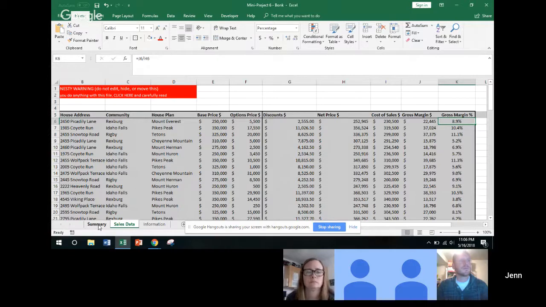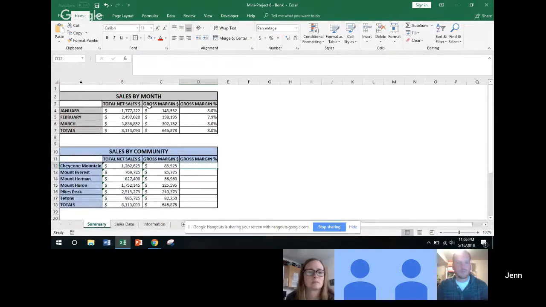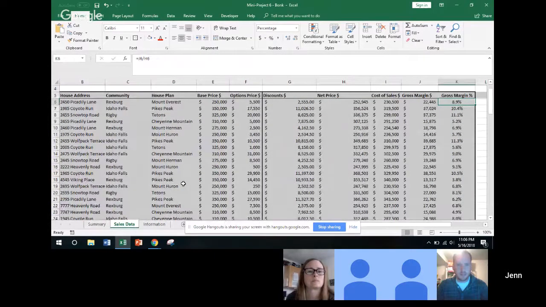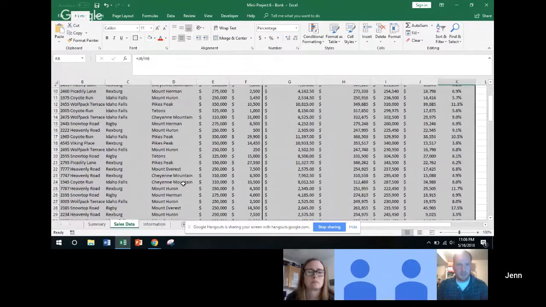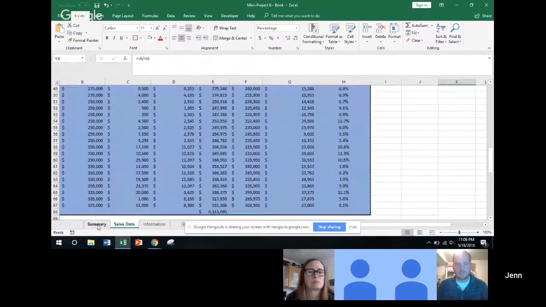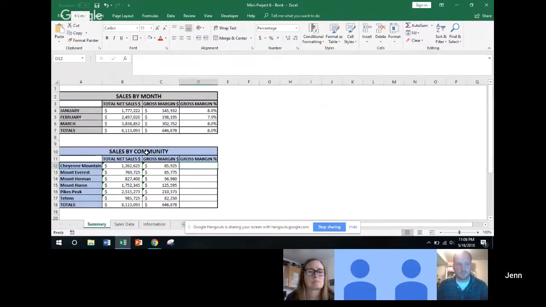And then for my summaries, this is where I am so far. On my sales data sheet, if you can see, this top sheet is colored that purple color. The next sheet down is the blue one. You can kind of see my sales by month, my sales by community. And I color coded it just so I could keep straight which table I was using for what. That's a good idea.